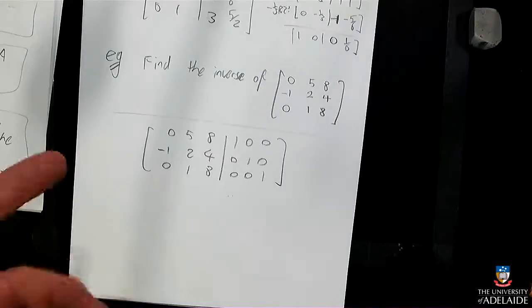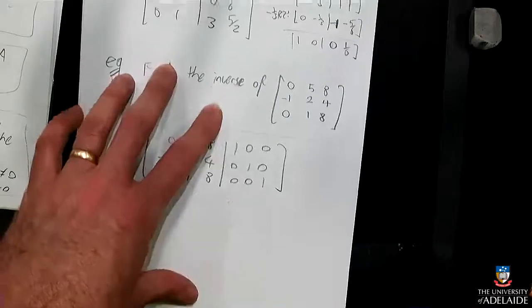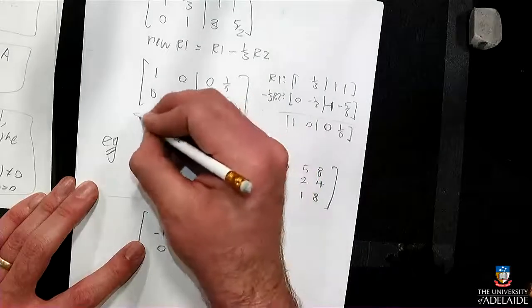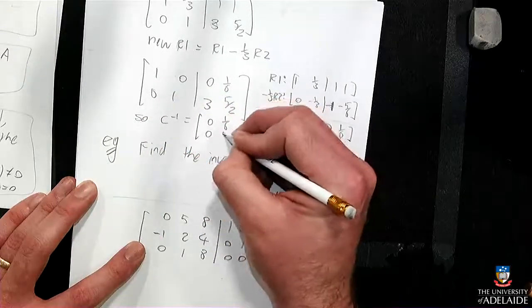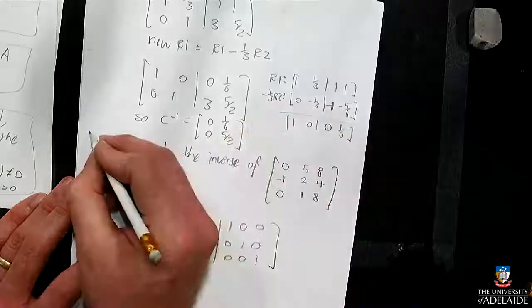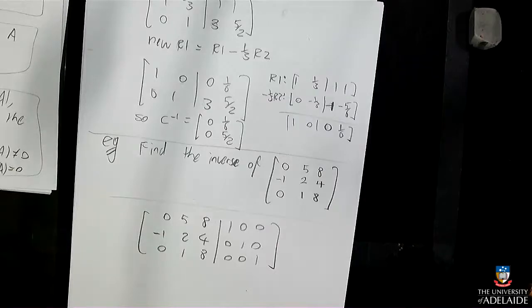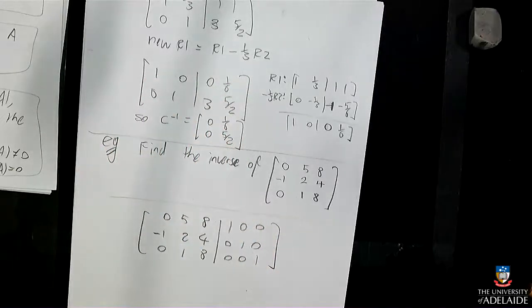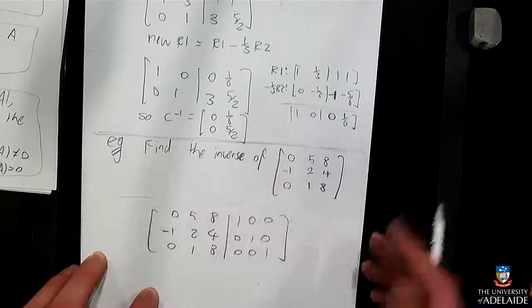Actually, I didn't finish the previous one. I'm sorry. I was told to find what C inverse is. I need to say, so C inverse is this matrix. Right. A question isn't finished until you answer the original question, because this isn't the inverse, just that bit is the inverse. Sorry about that. Really not doing well with my paying attention today.